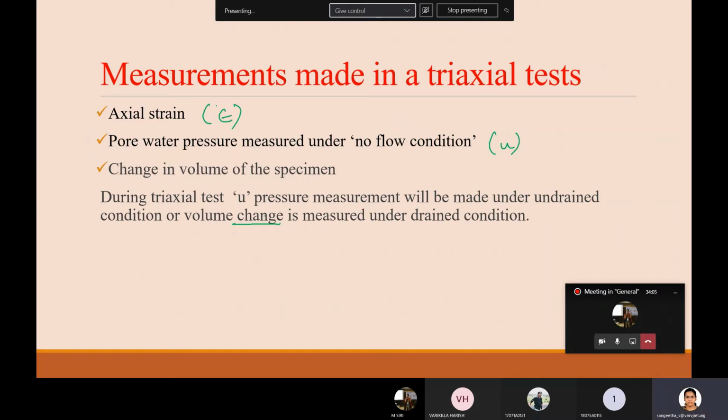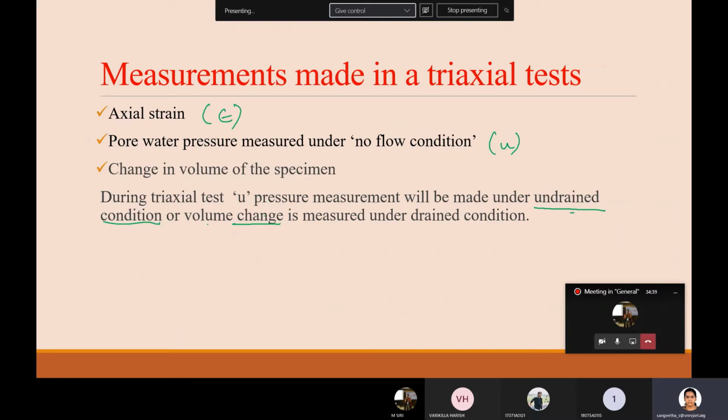And during the triaxial test, pore pressure measurement will be made under undrained condition. Why is pore pressure measured only under undrained condition? If drainage is provided, how will pore pressure build up? All the water that is coming in will go off. Then you cannot measure pore pressure. Okay. So once you wish to measure the pore water pressure, you have to keep the outlet closed. So under undrained condition we can measure pore pressure.